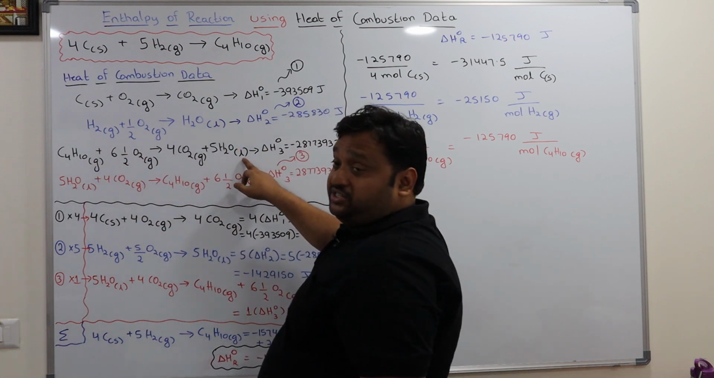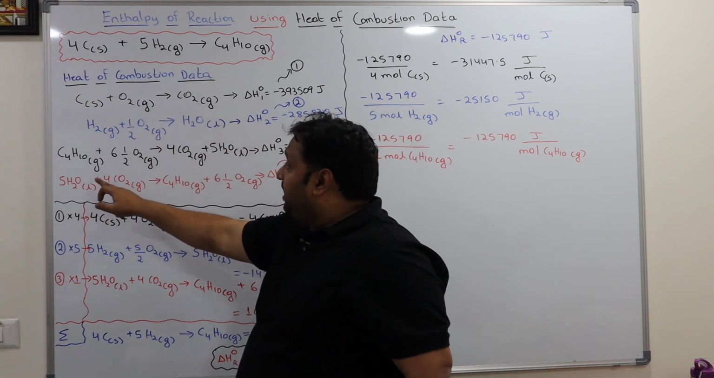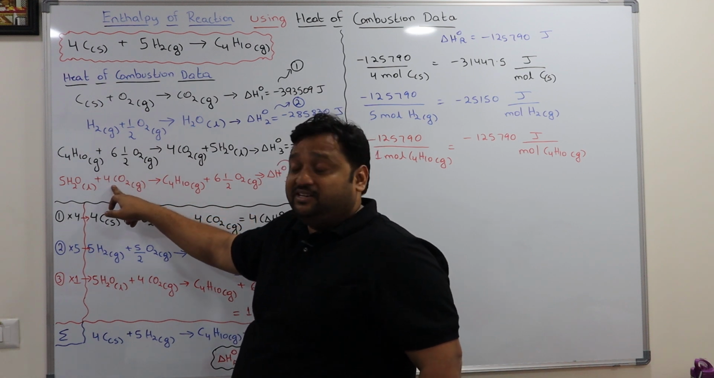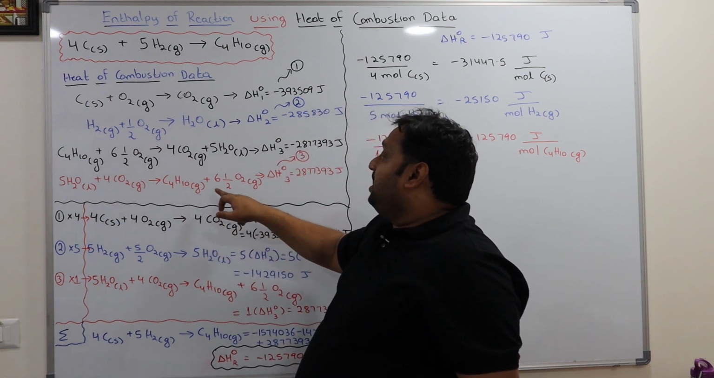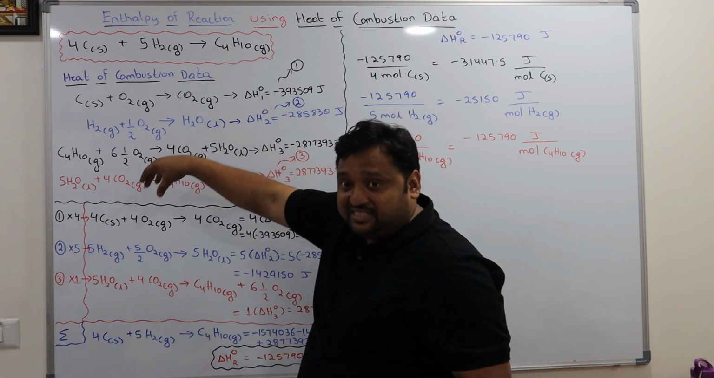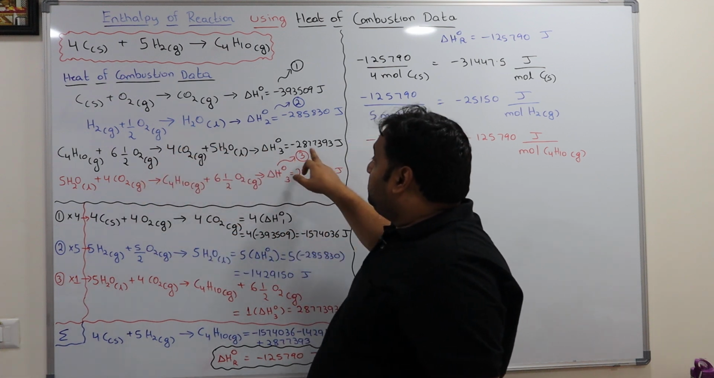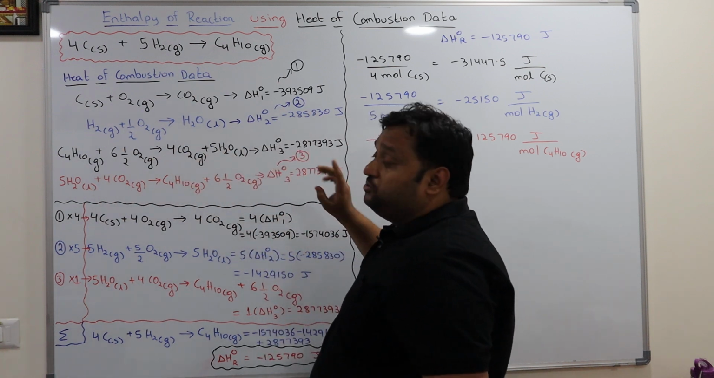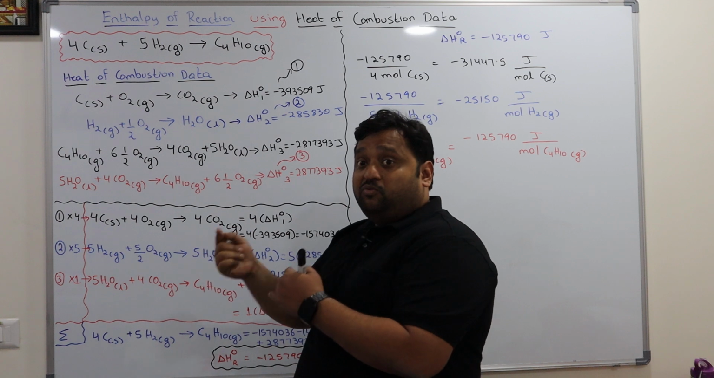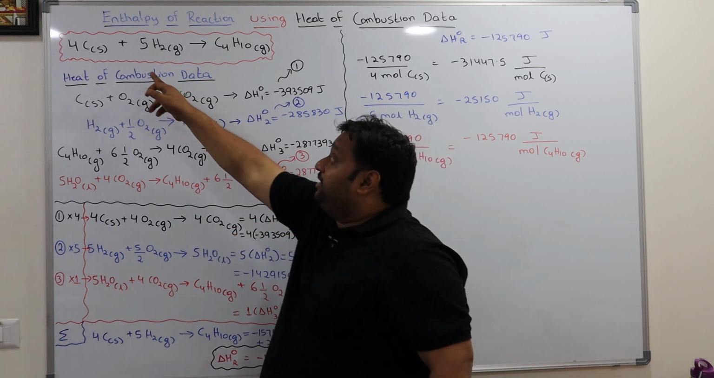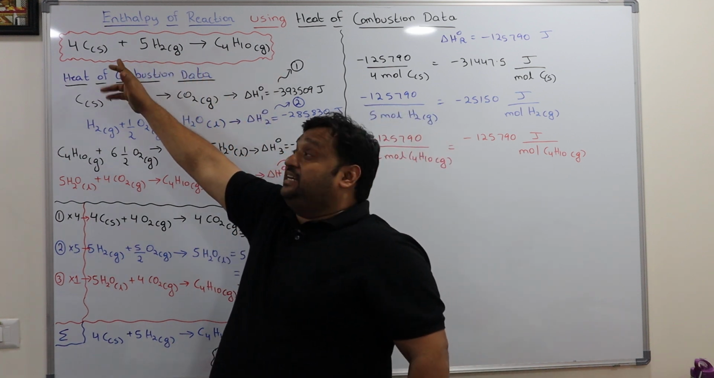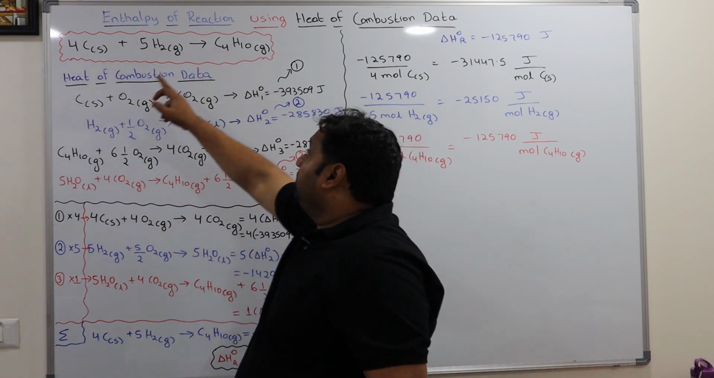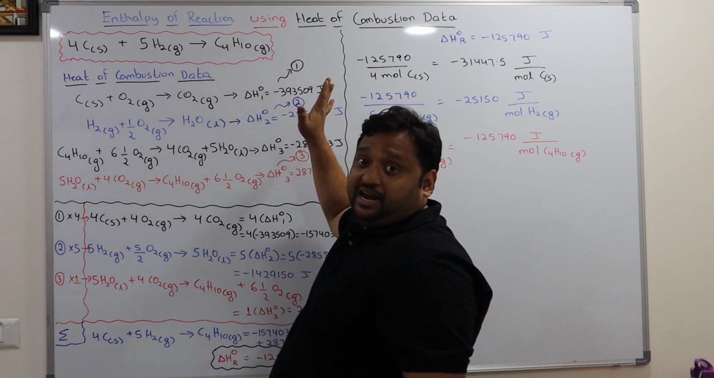I know the forward reaction. In the backward reaction, that means 5 moles of water plus 4 moles of carbon dioxide form C4H10 and 6.5 moles of O2. This is the reverse reaction. If my forward reaction heat of combustion is negative, the reverse reaction will be positive. This is how we have to deal with the position of our reactants in the reaction: carbon and hydrogen should be on the left hand side, and C4H10 should be on the right hand side.